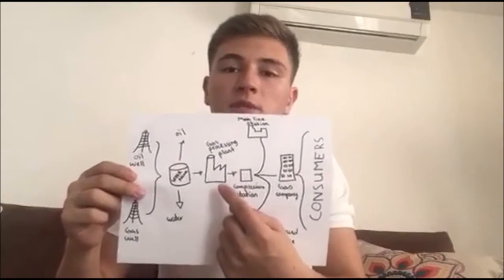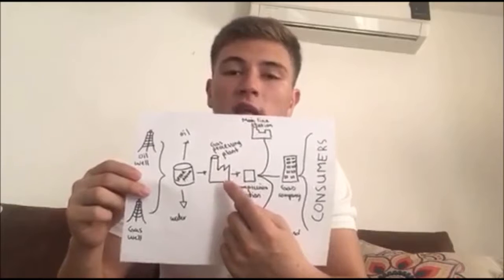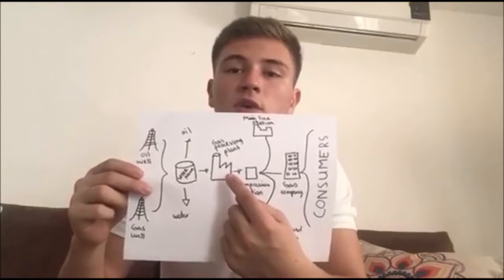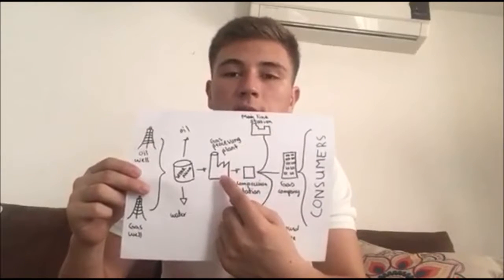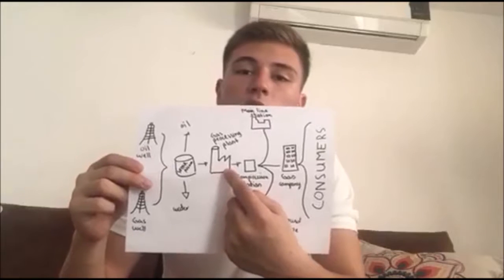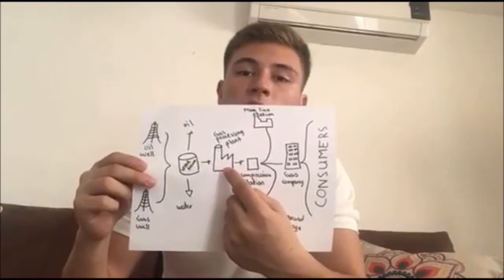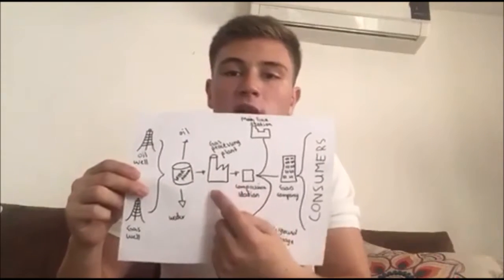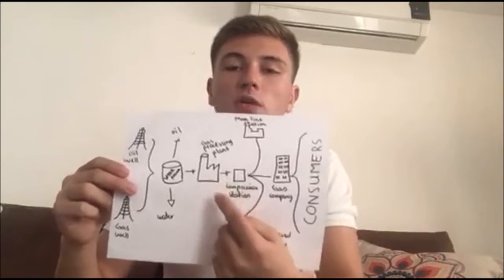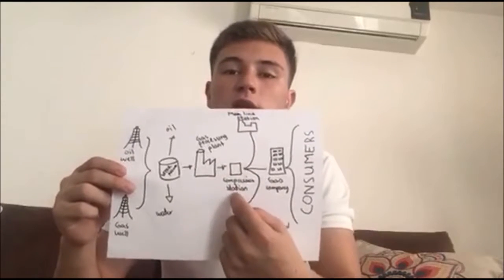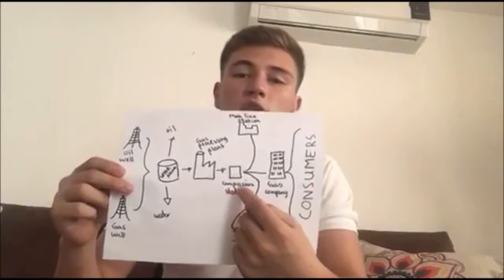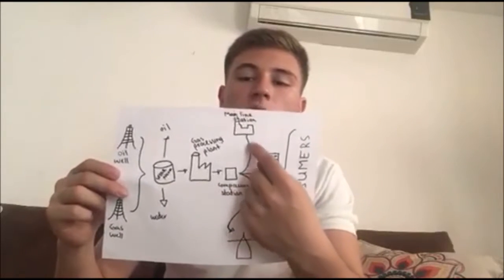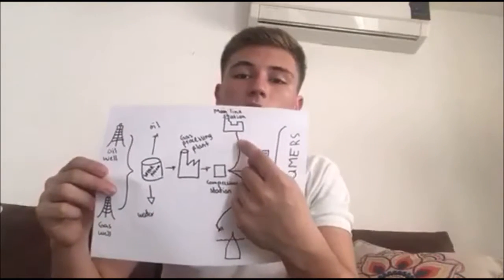In the gas processing plant, what they normally do is take out non-hydrocarbon gases. Then, when they take out these gases and there is only natural gas left, it is taken to a compression station. Then, when the gas is compressed, it is taken to a mainline cell.